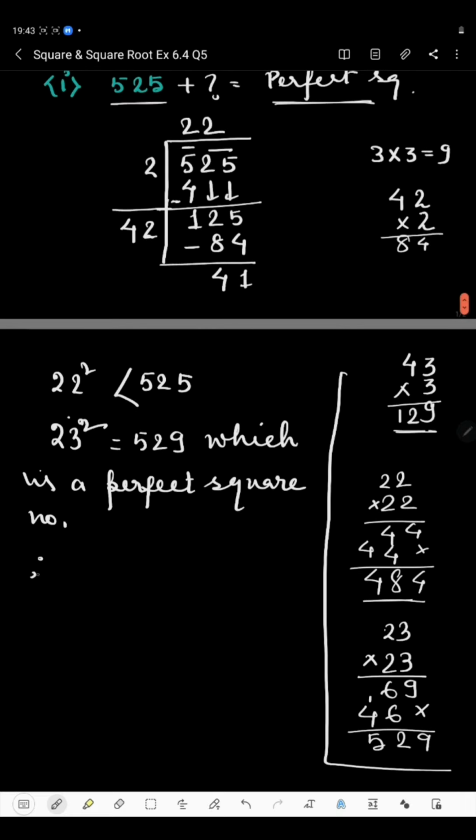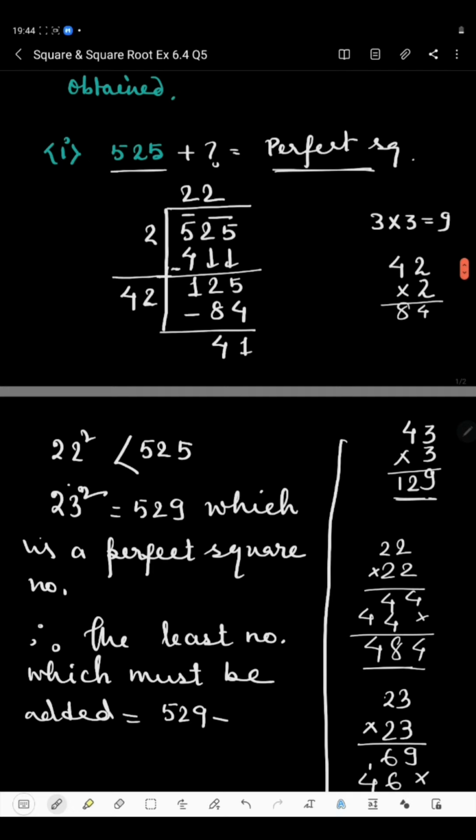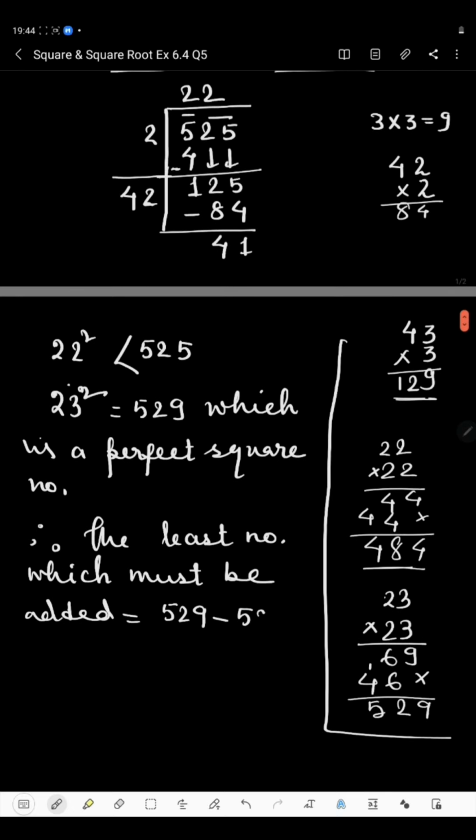So we'll write, therefore the least number which must be added. How to find that? By subtraction. This is the square number 529, and from 529 if you subtract this 525, then we will get the number which is to be added. That means if we add 4 to 525, then we will get a perfect square number, which is 529.